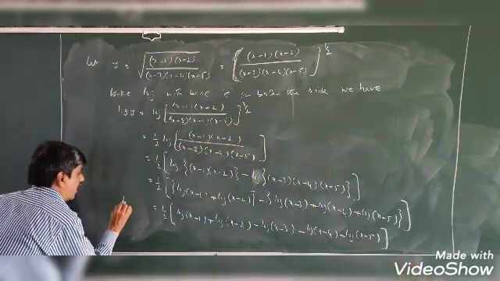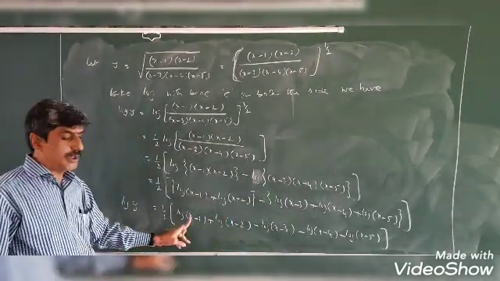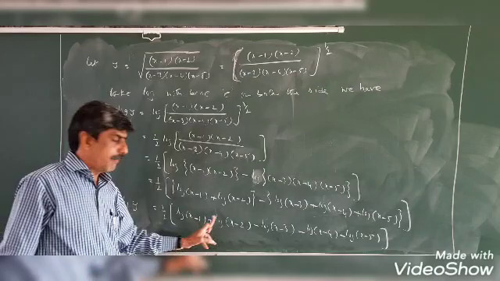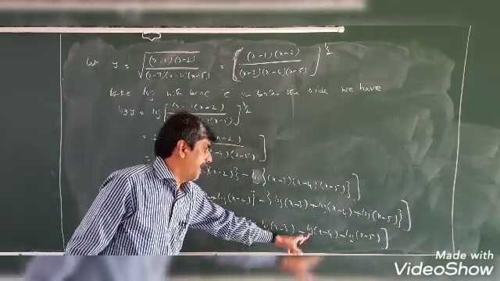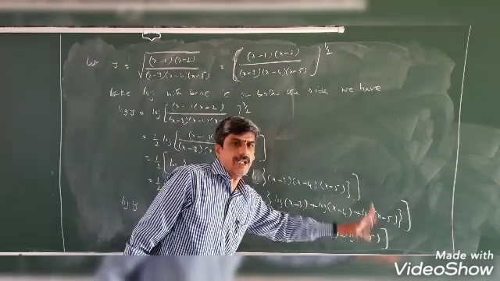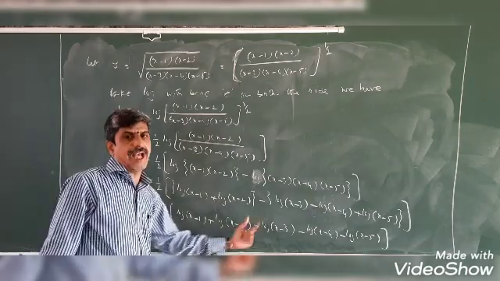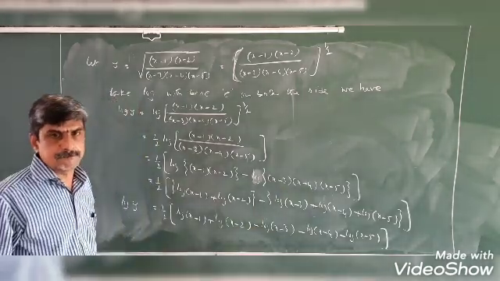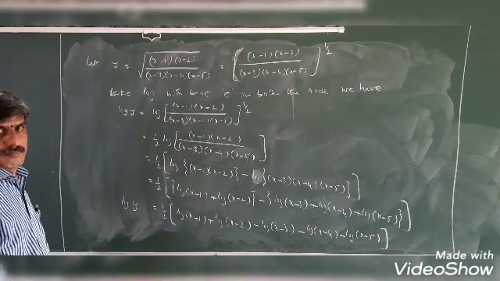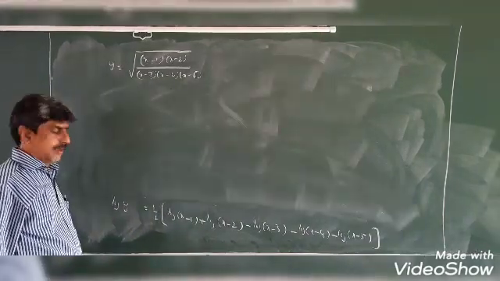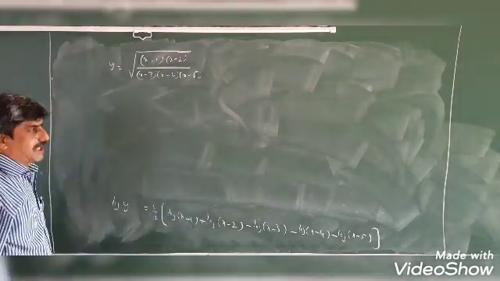So this is the value of log y is equal to 1 by 2 into log of x minus 1 plus log of x minus 2 minus log of x minus 3 minus log of x minus 4 minus log of x minus 5. Now differentiate with respect to x on both these sides.